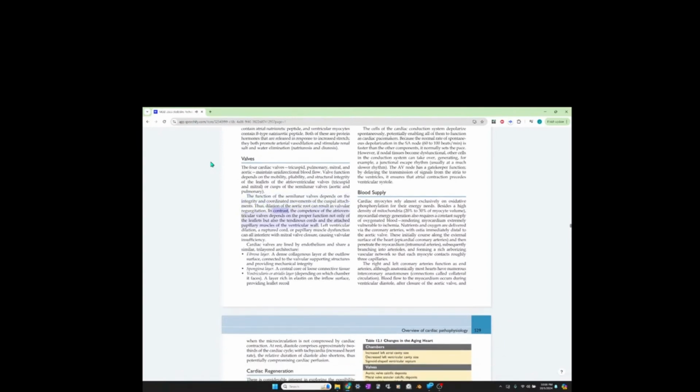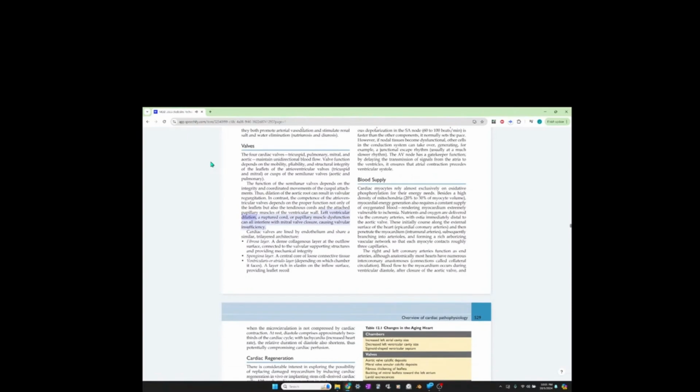In contrast, the competence of the atrioventricular valves depends on the proper function not only of the leaflets but also the tendinous cords and the attached papillary muscles of the ventricular wall. Left ventricular dilation, a ruptured cord, or papillary muscle dysfunction can all interfere with mitral valve closure, causing valvular insufficiency.